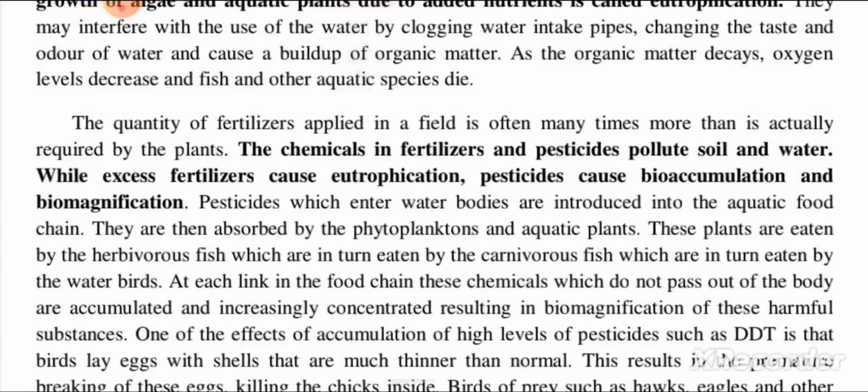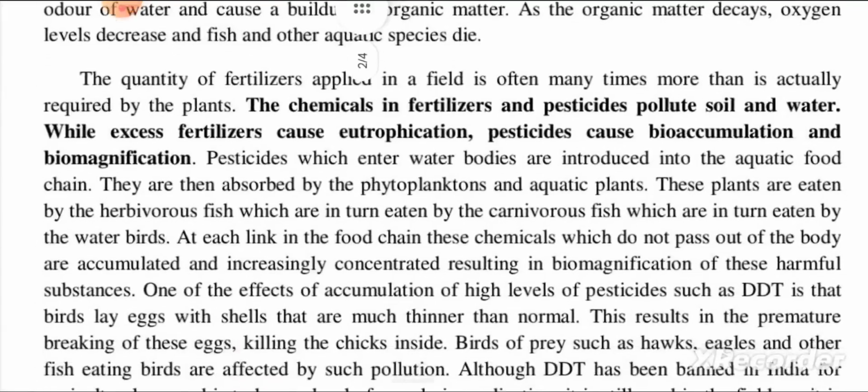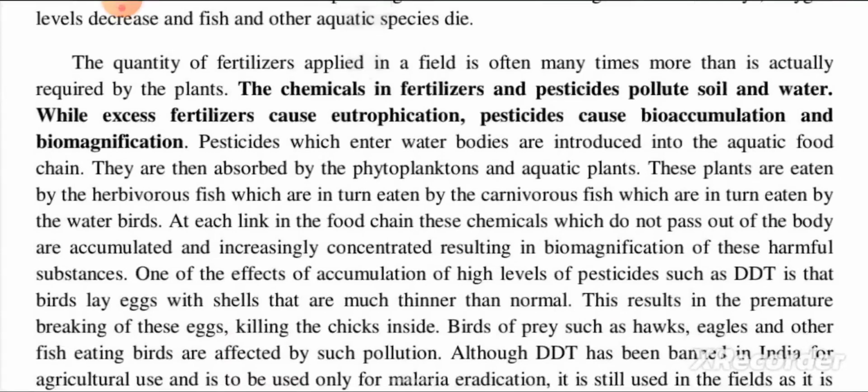The chemicals in fertilizers and pesticides pollute soil and water, while excess fertilizers cause eutrophication, and pesticides cause bioaccumulation and biomagnification. Pesticides which enter water bodies are introduced into the aquatic food chain. They are then absorbed by the phytoplanktons and aquatic plants. These plants are eaten by the herbivorous species, which are in turn eaten by the carnivorous species, which are in turn eaten by the water birds.